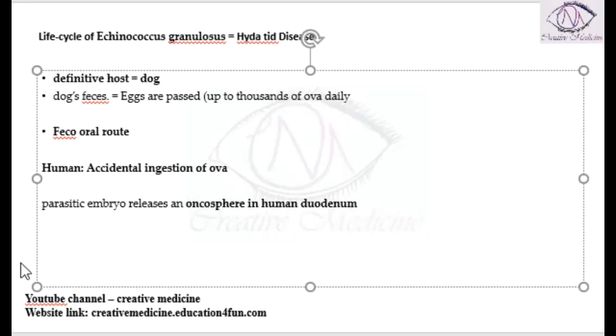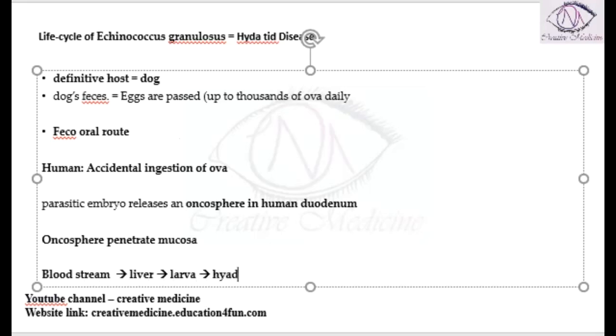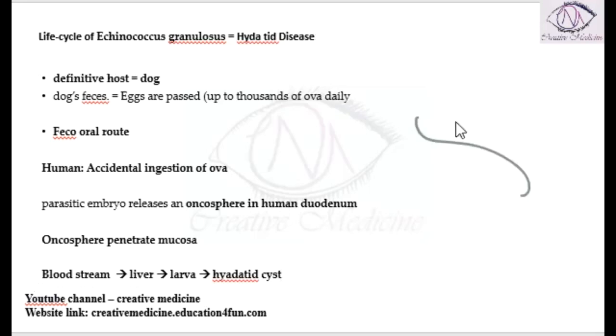This oncosphere, present in the duodenum, will penetrate the mucosa of the duodenum and enter the blood stream, and from the blood stream it reaches the liver, where it develops into a larva, which results in the formation of a hydatid cyst. So in the feco-oral route, it first reaches the duodenum.